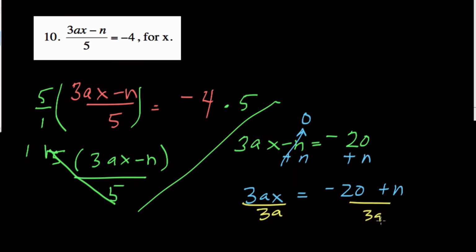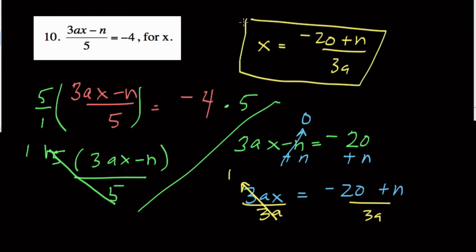Whatever I do to one side, I have to do to the other. 3a over 3a is 1. So I'm left with 1 times x, and I don't have to write that x. And then I have this negative 20 plus n over 3a. I'm going to write the answer up here because I've made a mess down here. And so I have x equals negative 20 plus n divided by 3a. And that is the answer.